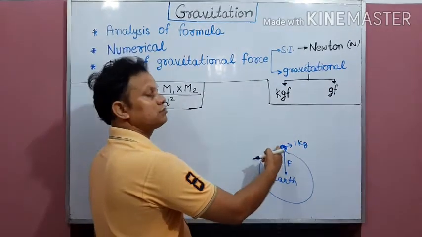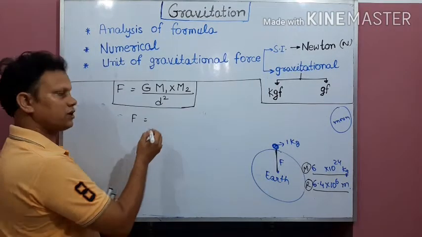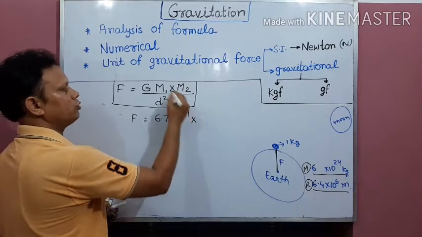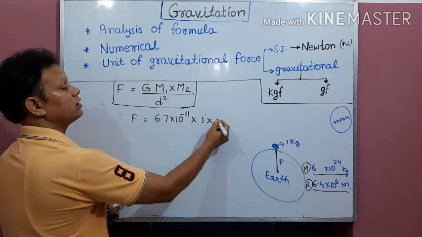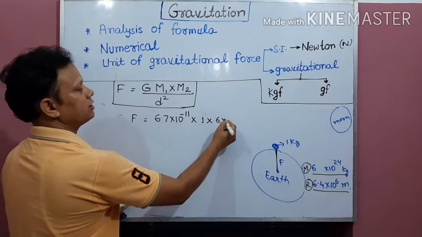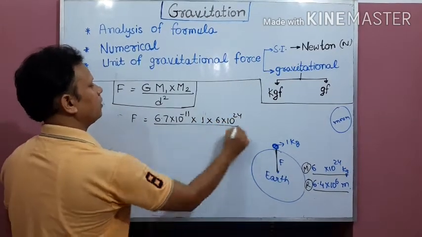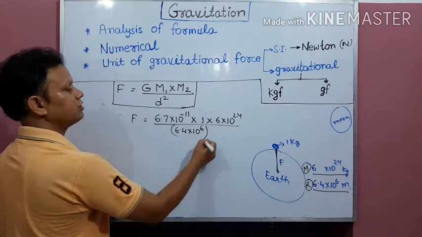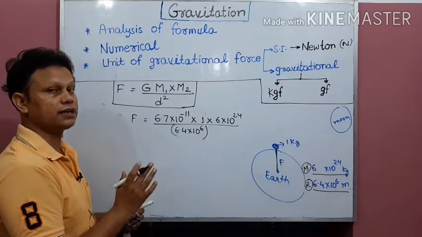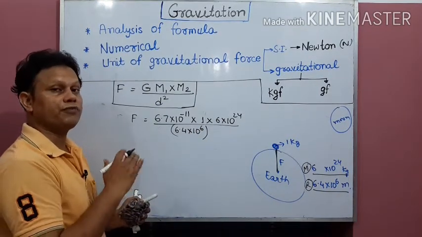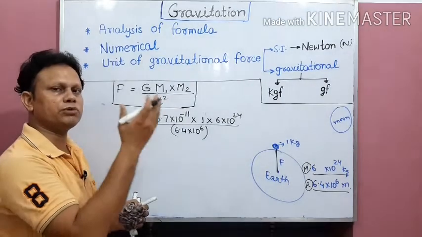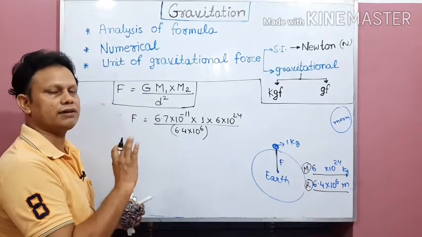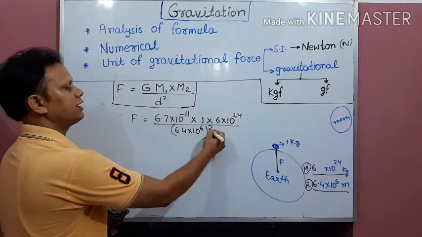Here the object's mass is known, 1 kilogram. F equals capital G, value 6.7 into 10 power minus 11, into the mass of the first object, which is 1, into the mass of the other object, the earth, that is 6 into 10 power 24 kilogram, upon the distance between them. Suppose we have taken 6.4 into 10 power 6. This is the radius of the earth, the average radius which we take. Otherwise, as we know, on earth the radius will be different at different places, like on the peak of Mount Everest or in the Mariana Trench. But right now we are taking an average radius, that is 6.4 into 10 power 6, and the square of that.